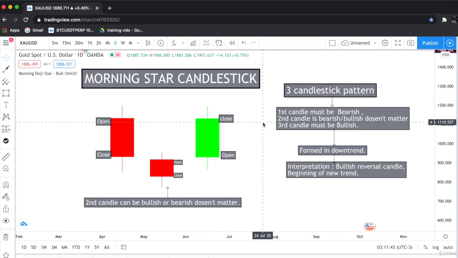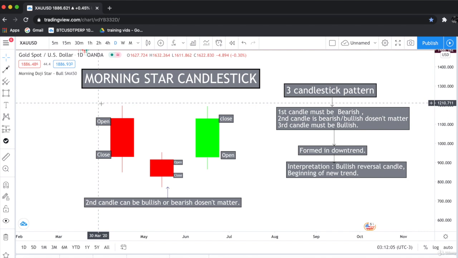This is the Morning Star Candlestick Pattern. The Morning Star Candlestick Pattern is a 3 candlestick pattern, which means it needs 3 candlesticks to be a completely valid pattern. The requirements for this pattern is that the first candle must be bearish, which identifies a downtrend.